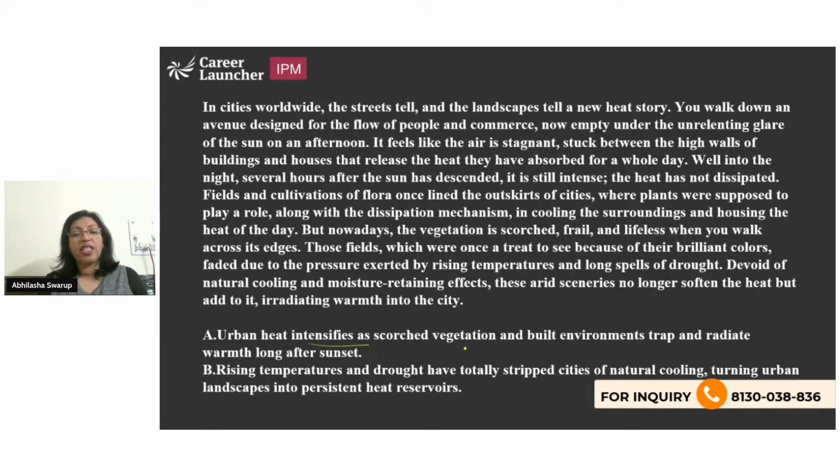Urban heat intensifies as scorched vegetation and built environment trap and radiate warmth long after sunset. Okay, I'll put a star on this. Rising temperatures and drought have totally stripped cities of natural cooling, turning urban landscapes into persistent heat reservoirs. Have they totally stripped cities of natural cooling? No. So this is an extreme word, guys, right? And therefore, B cannot be a good choice. So then we come back to A and say, okay, A is our best choice answer.